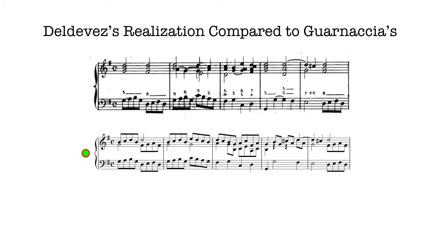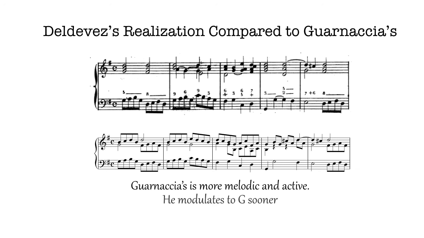Whereas Deldevez is very much like a student exercise, Guarnacha's is closer to an actual composition. Guarnacha's is more melodic and active, and he modulates to G sooner. This is where it's definitive in Deldevez that we've modulated, where in Guarnacha it's earlier.